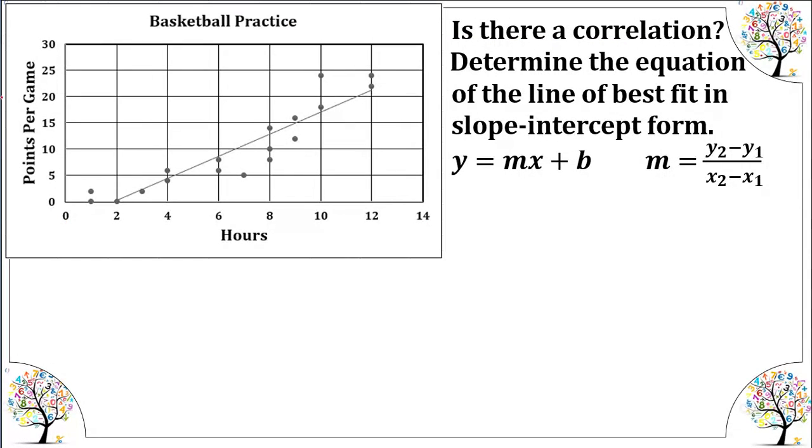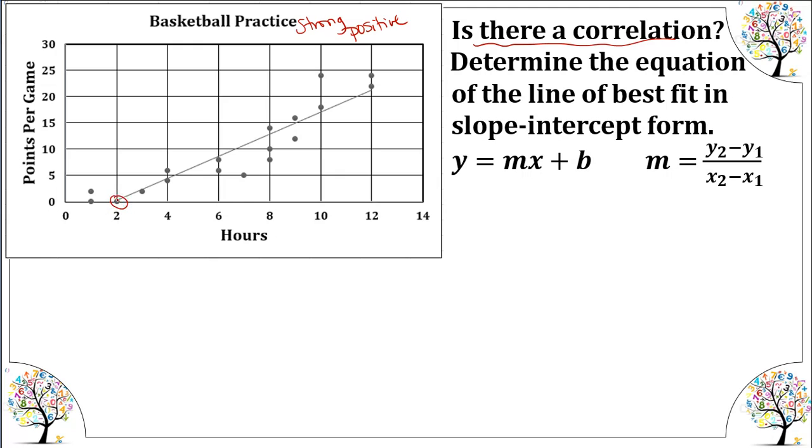Let's take a look at one more. This is hours of basketball practice and how many points folks make in a game. So first of all, is there a correlation? You always ask, as the x's increase, what happens to the output? So the more hours you practice, you can see that the number of points that you make in a game goes up. And these points look pretty close together. So I'm going to say this has a strong positive correlation.